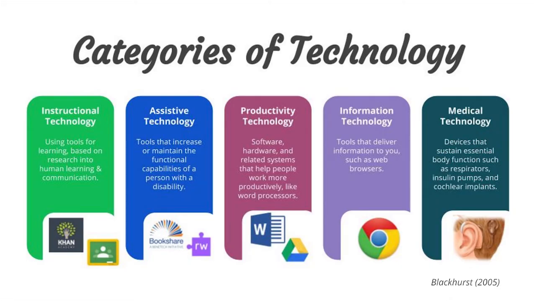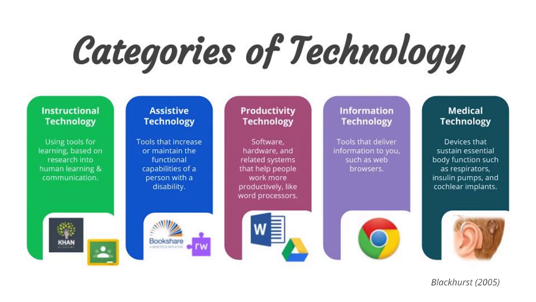When we think about technology, it's important to distinguish what its purpose is. So there are 5 distinct categories here that you might see emerge in education. The first is instructional technology. Now, part of my role is that I'm talking about tools for learning. So this is based on research into human learning and communication. You might find this with tools such as Khan Academy and Google Classroom.